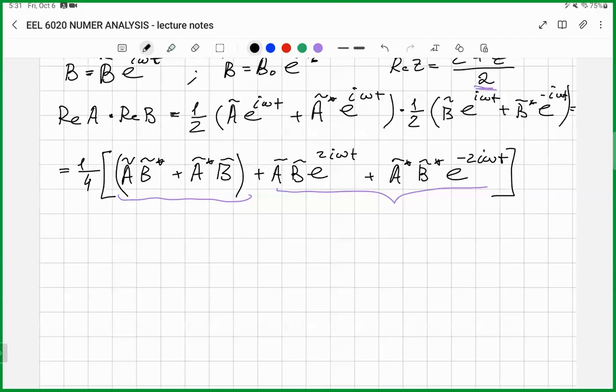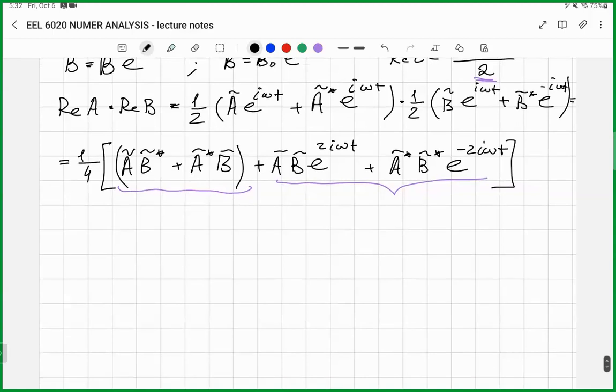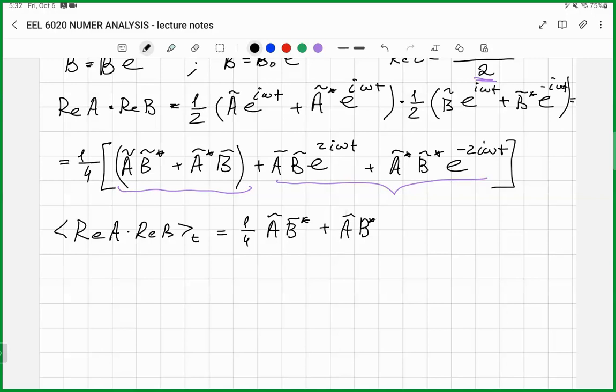Okay, so anyway, this part is vanishing after the averaging, and I write for the average, so mean value or average value of the product of real part of A and real part of B. So its average over time is equal to 1/4 A tilde B tilde conjugated plus, and let me write, A tilde conjugated B tilde.